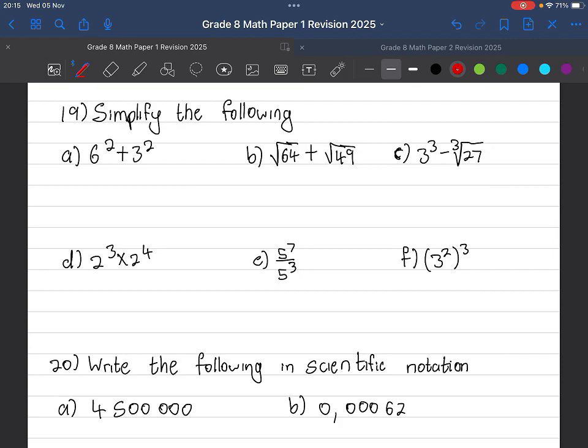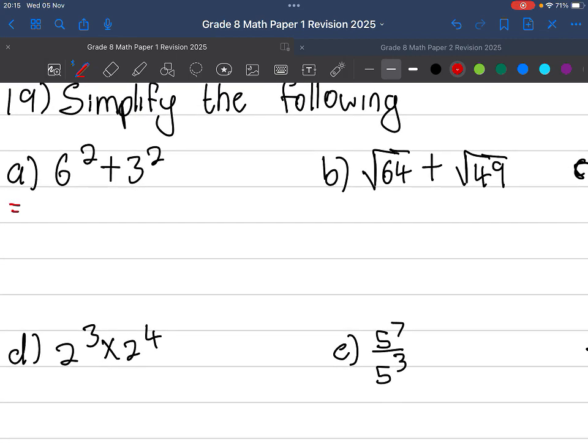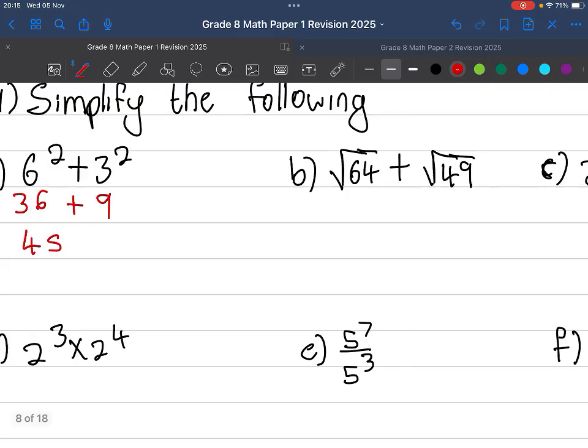6 squared plus 3 squared. Habit of working linearly. 6 squared is 36 plus 3 squared is 9. So this question wasn't too hard. You just had to square the first one, square the second one, and now you're going to add the answers. So 36 plus 9 is going to give you 45.